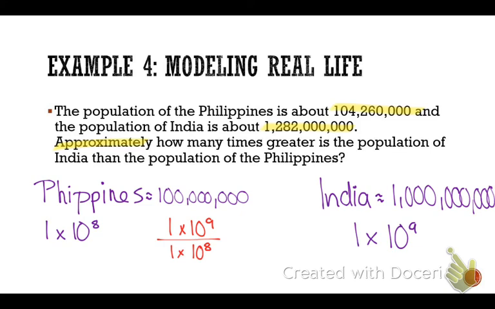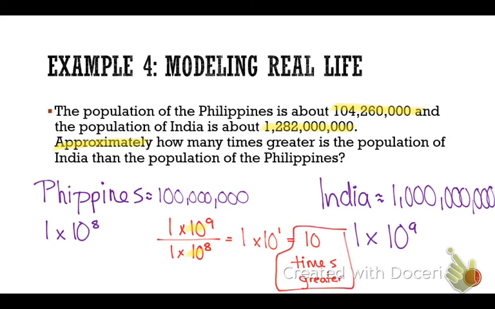Something real interesting is happening here. The quotient of powers. You have the same base. Look here. You got the same base, so you can subtract your exponents. 1 times 10 to the, what's 9 minus 8? First power. Well, what is 10 to the first power? 10. What's 1 times 10? So the population of India is about 10 times greater.